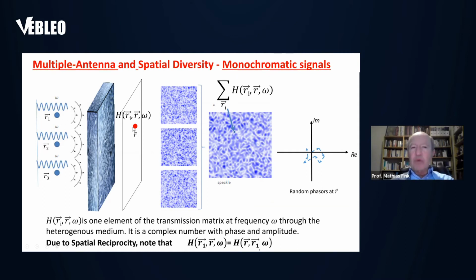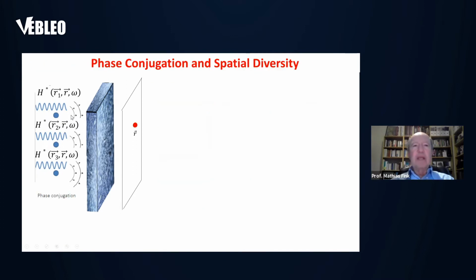Now, if you want to improve communication between all these three antennas and this point, what do you have to do? Instead of sending exactly the same signal with the same phase from each antenna, you have to use the complex conjugate of the transfer matrix between point R and R1, and you send this here, and this here, all phase conjugated. That is to say, each signal has a different amplitude and a different phase.